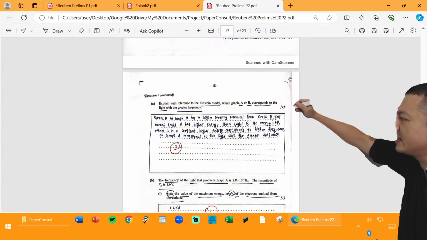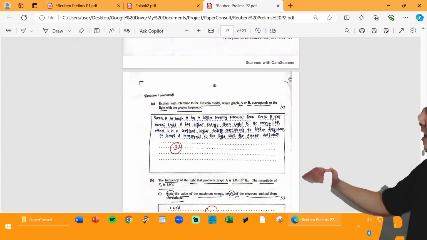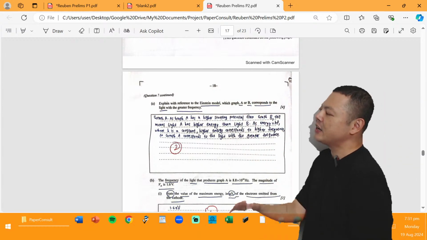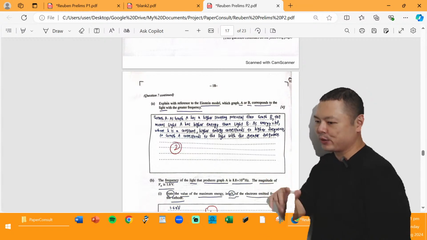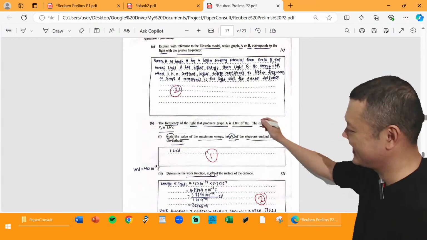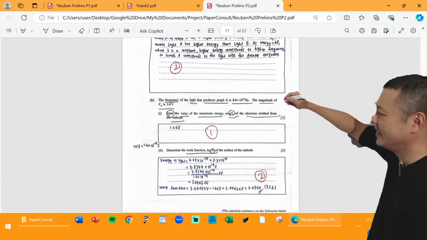Yeah, but you are missing the E equals hf. Oh, you didn't talk about the electron. You didn't say that it was harder to stop the electron. You didn't say that the electron had more KE. That's where your 2 marks went. That's why you didn't get the full 2 marks. Okay, this one?